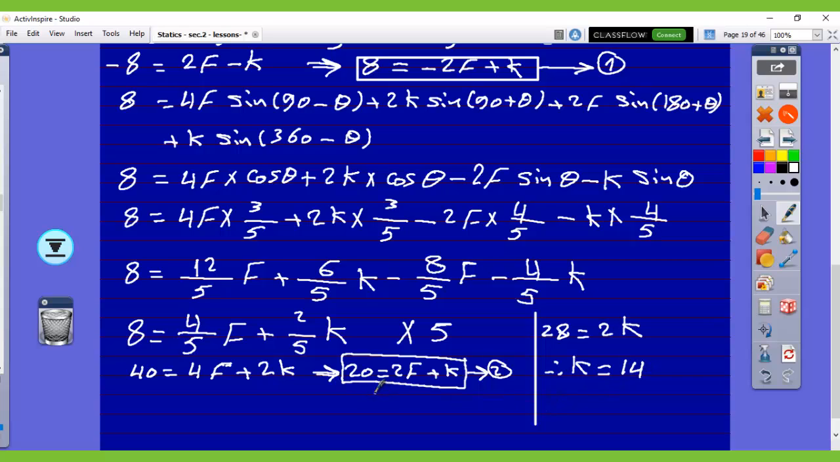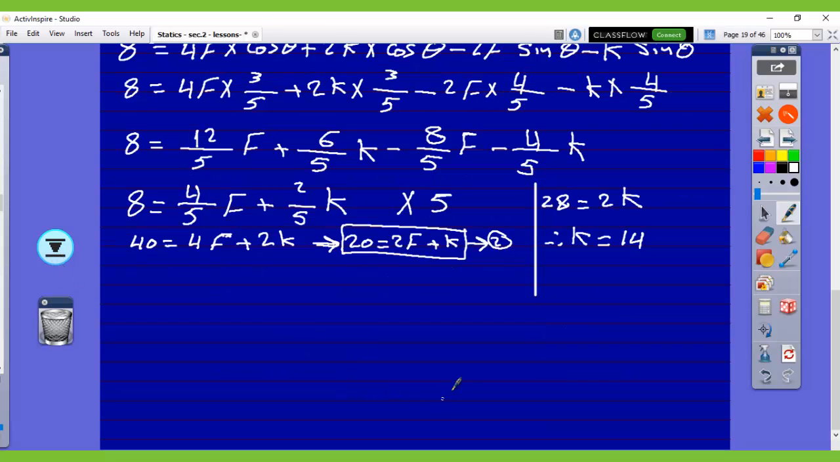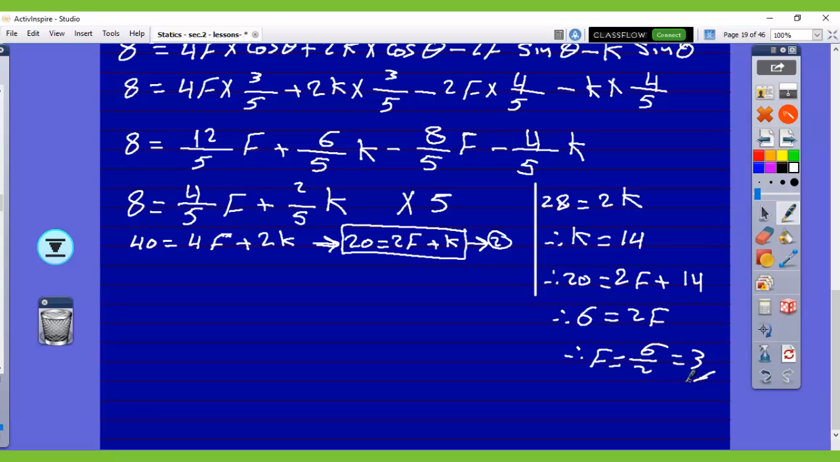K equals 14. Substituting in equation 2 to find f, we write 20 equals 2f plus k, equals 14. So 20 minus 14 is 6 equals 2f, and then f equals 6 divided by 2, which equals 3, and this is the value of f.